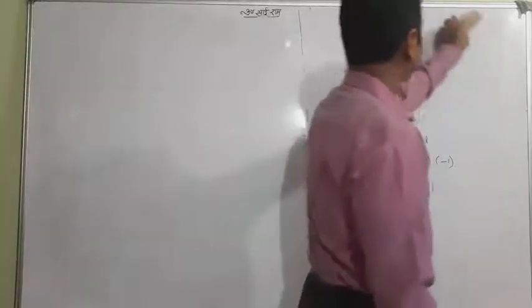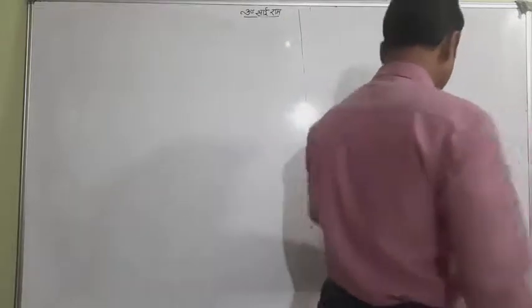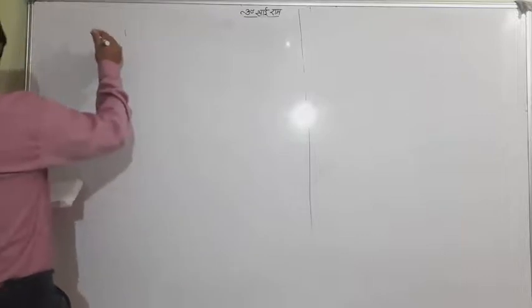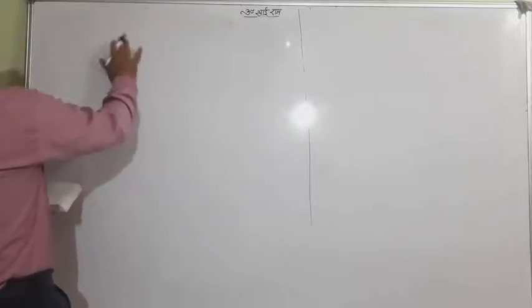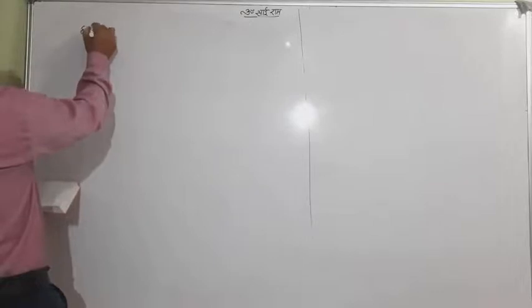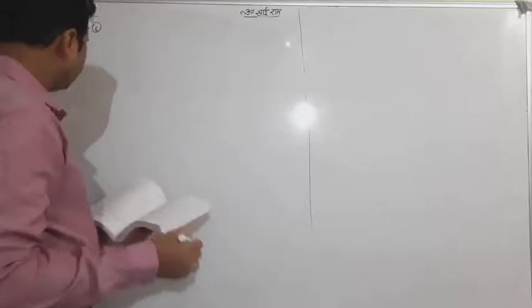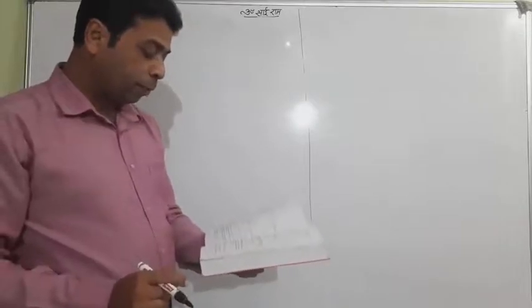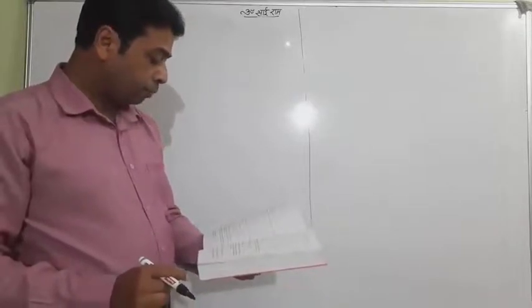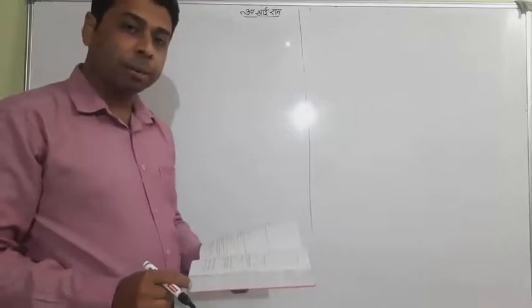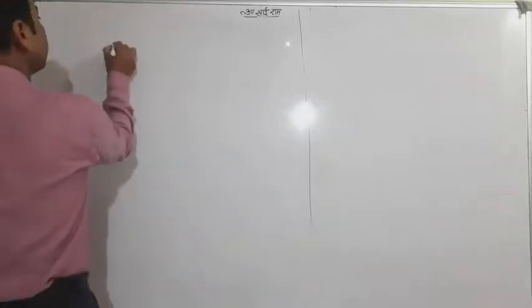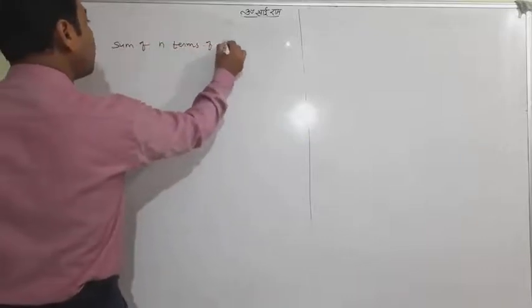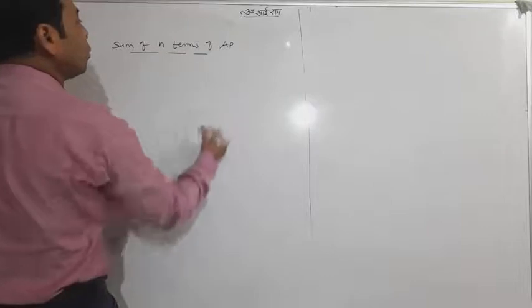Look at the example. Example number 6 I want to do. The sum of 6 is important. It is looking important. The sum of n terms of two arithmetic progressions. It is talking about sum. So I think this sum of n terms of AP, that concept you know.